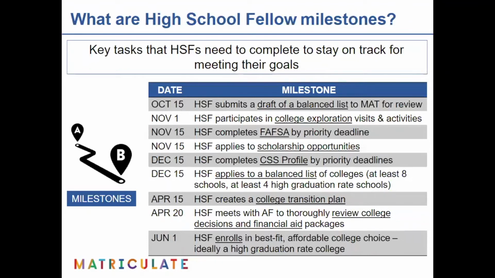After establishing those core metrics, we broke the impact goals down into key tasks that help students stay on track to enroll at a high graduation rate school in the fall. We refer to these tasks as high school fellow milestones. As you review the milestone dates, you might notice that most of them are earlier than the actual dates many of the items are actually due. There are two reasons for this.